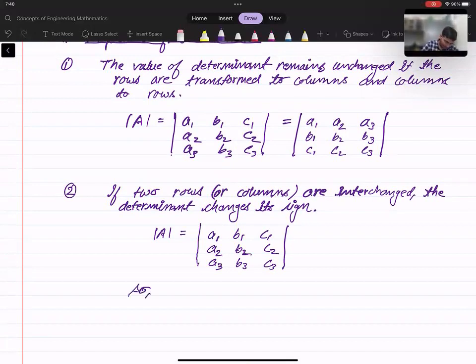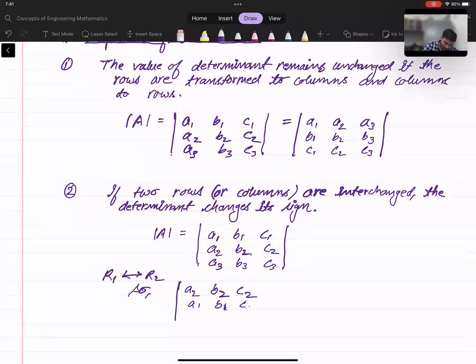So this becomes now, say this is A2, B2, C2. Okay, so R1 we are interchanging with R2, A2, B2, C2, and this becomes A1, B1, C1. This is A3, B3, C3. This will now result in negative of determinant of A. So the sign gets changed. The scalar value will change its sign.